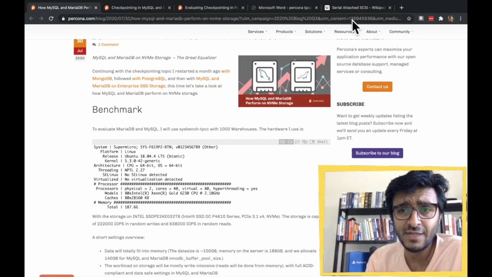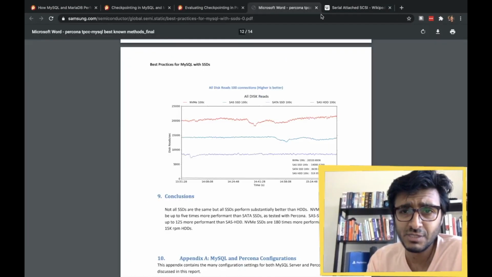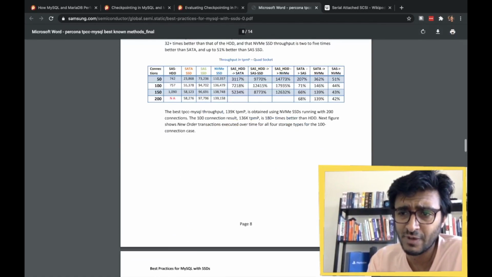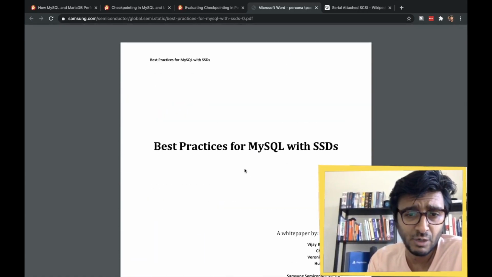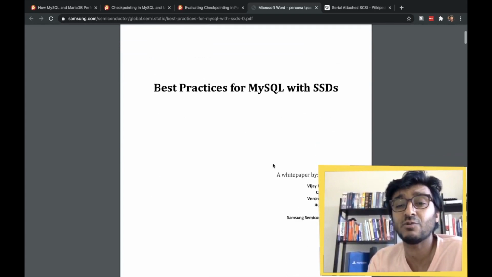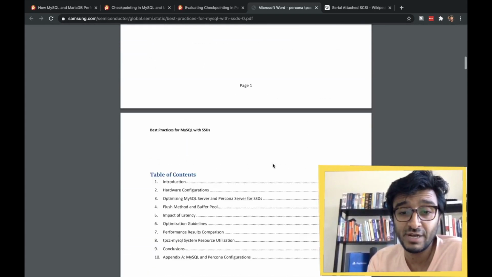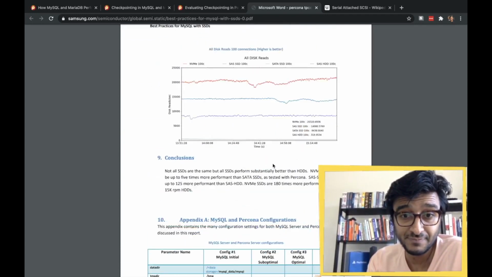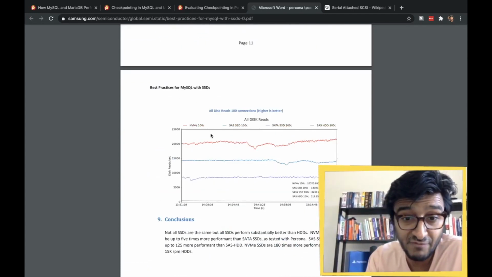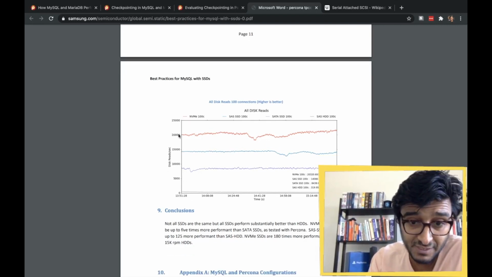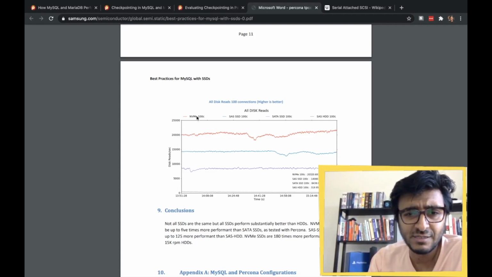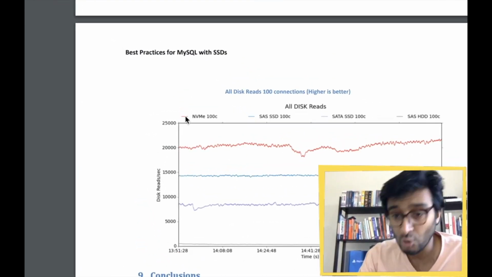All right, guys, so finally, I wanna go to this paper. Where is this paper? This paper. I'm gonna share all these resources, by the way, I'm gonna make them available below. But look at this, best practices for MySQL SSDs. This paper is really pretty neat. Now when I look at this, this is the most interesting one that I found. All disk reads, and these are around 20,000 transactions per second. This is all MySQL, by the way.